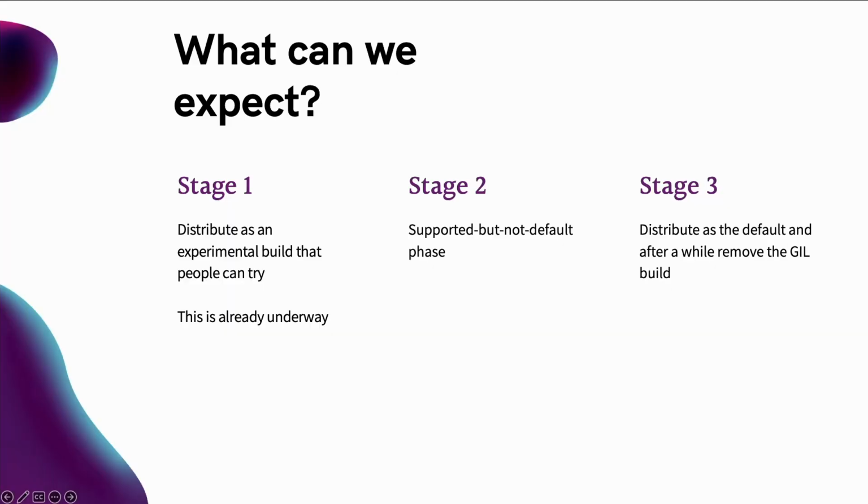So what can we expect? This was already touched on earlier today. Nogil is going to be rolled out in 3 stages. Stage 1 is when it's distributed as an experimental build that people can try. This is already underway. There's 2 PRs that will probably be merged soon. This discussion is only 17 days old, so maybe give it a couple of months. But we can expect that this is going to be there really soon, maybe 3.14, maybe.